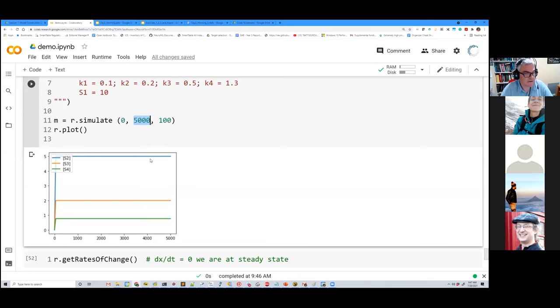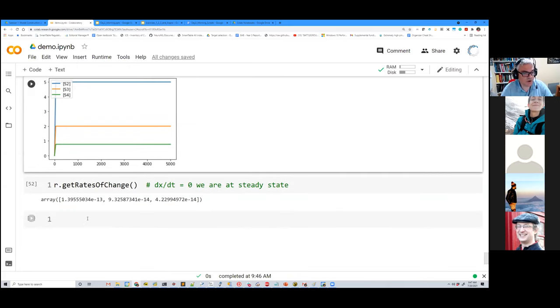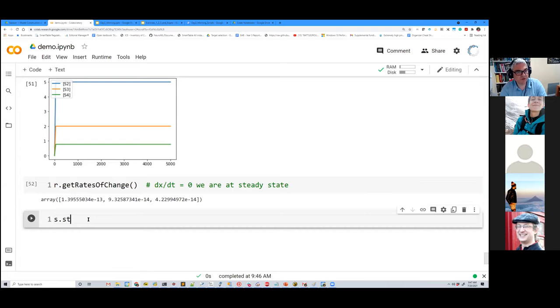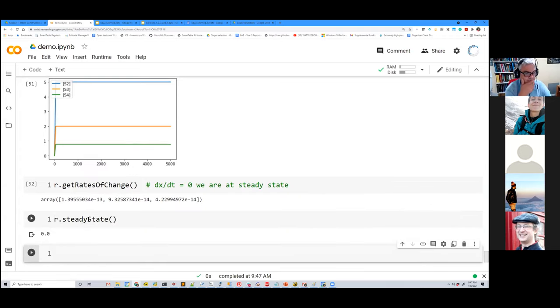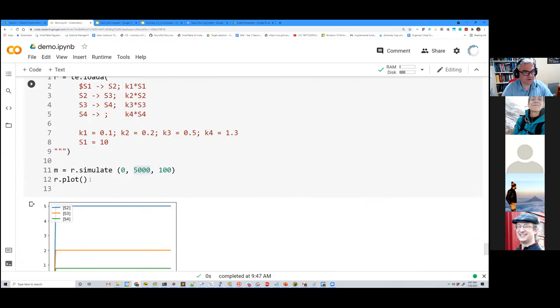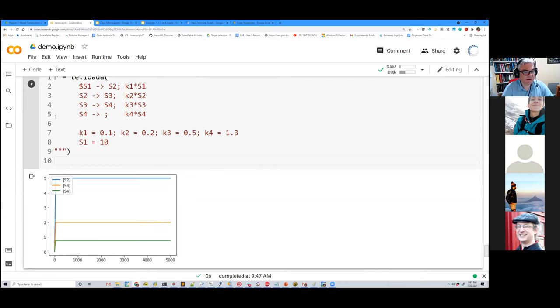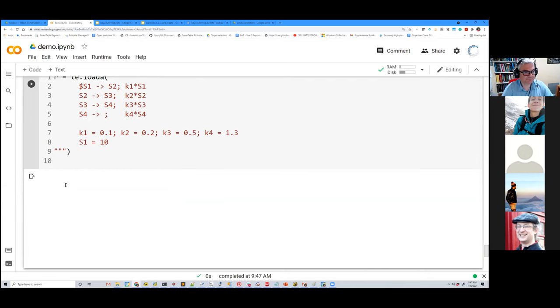Okay. And hopefully you've got to the steady state. There's a special method called, funnily enough, steady state. That takes you immediately to the steady state. So let me just show you. Let me just get rid of this, and I'll rerun this.